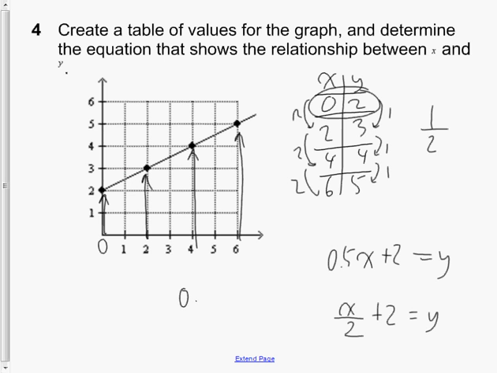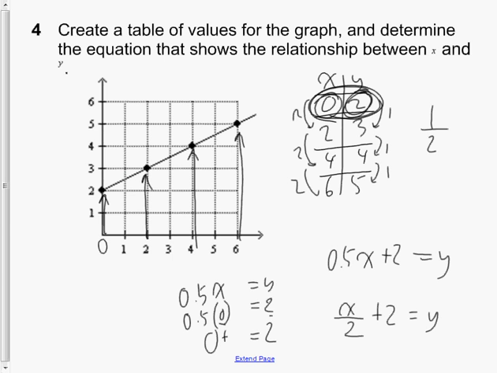So we'll keep the 0.5x equals y, and we'll substitute that pair in here. So 0.5 times 0, and then my y value for that is 2. So my x value is 0, my y value is 2. 0 and 2. 0.5 times 0 is 0, and y is 2.